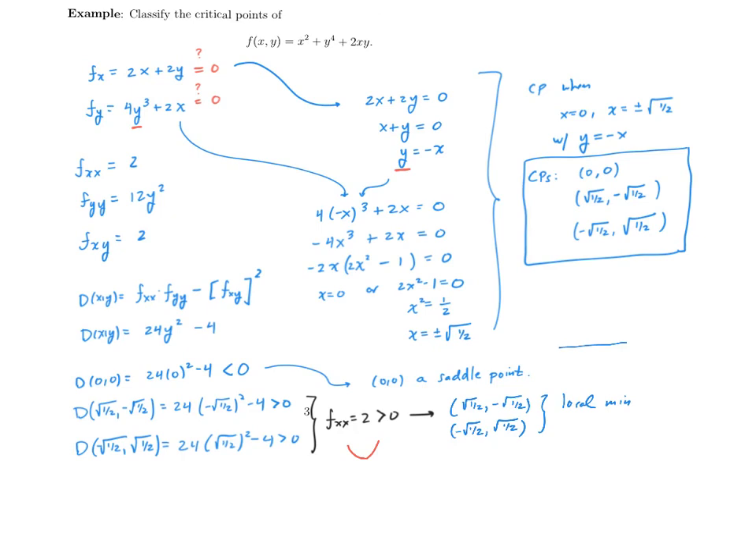And this completely answers the question that we've been asked, that is to classify the critical points. There are 3 critical points. At the first critical point, this d value is negative, which means it's a saddle point. At the second 2, it's positive, indicating a local max or min, but because the second derivative, f sub xx, is always positive, they must be local minimums.